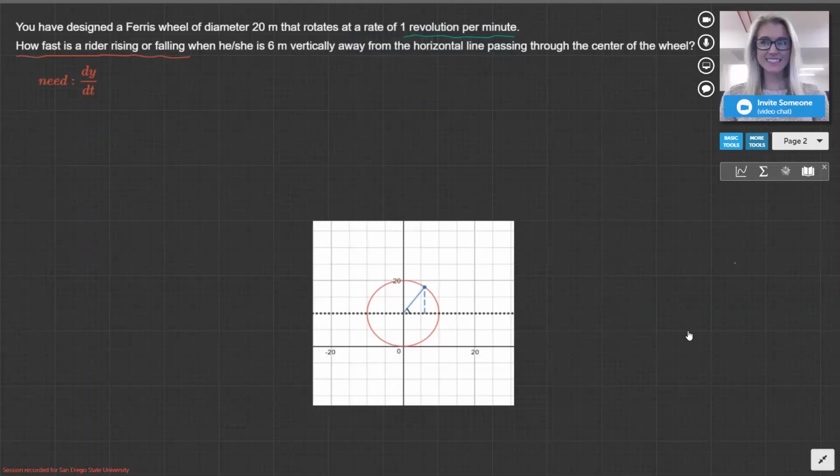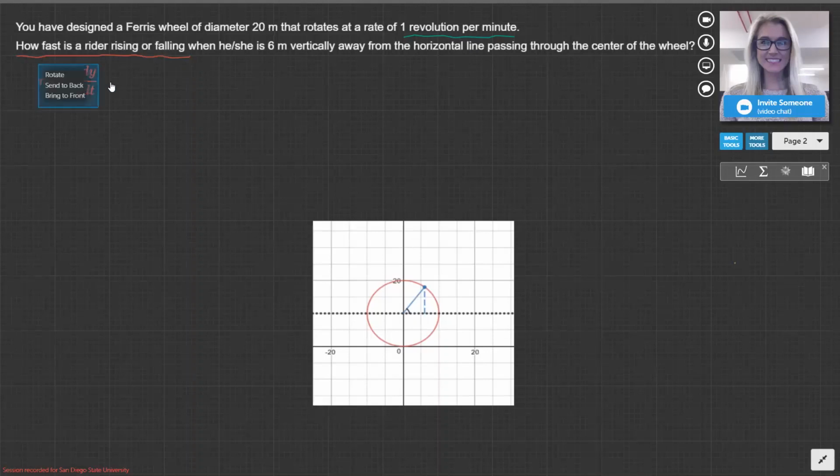So the question says, you've designed a Ferris wheel of diameter 20 meters that rotates at a rate of 1 revolution per minute. How fast is a rider rising or falling when he or she is 6 meters vertically away from the horizontal line passing through the center of the wheel? All right, so the first thing I recognized from this statement is how fast is the rider rising or falling?